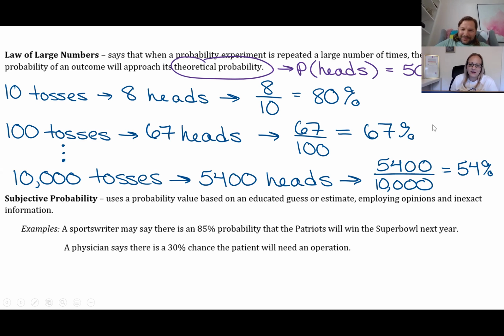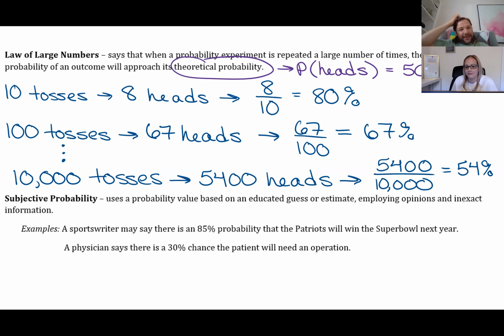Okay, so students always ask me, where did I come up with these numbers? And I literally just made them up. I did not actually toss a coin myself that number of times. I just made up random numbers to show you the idea that the more you toss the coin, hopefully the closer you're getting to 50%.